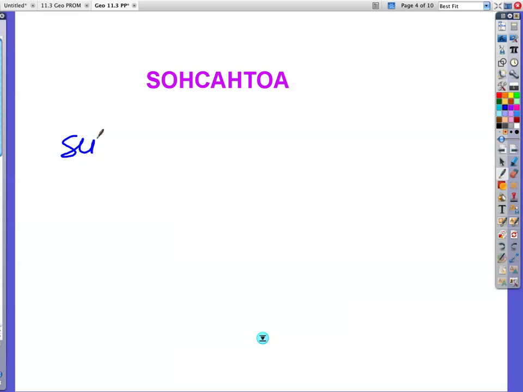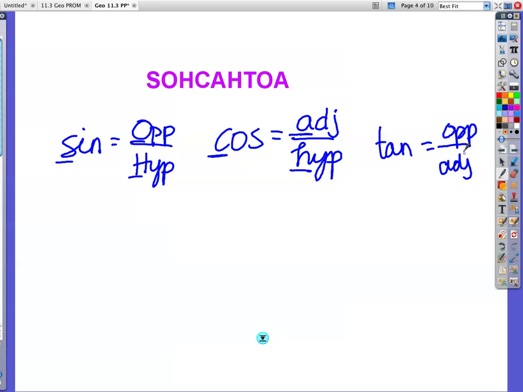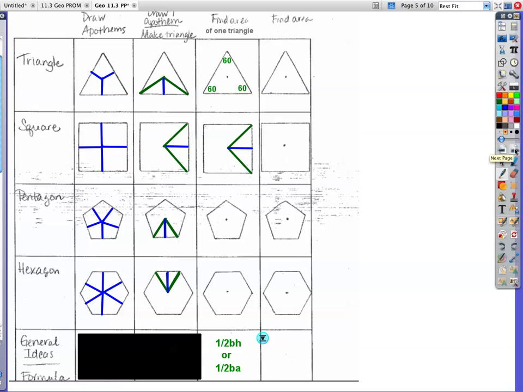Sine. Once again, this will be the last time I go over this. You need to know this. Sine is opposite over hypotenuse. SOH. Cosine. Adjacent over hypotenuse. CAH. Tangent. Opposite over adjacent. TOA.